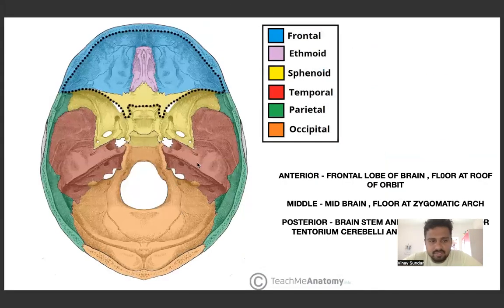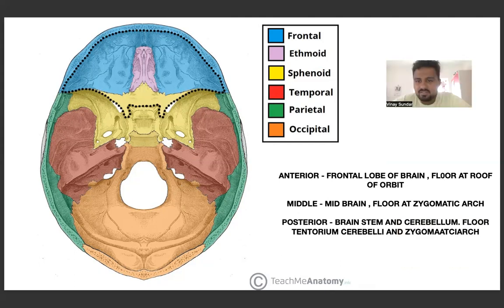Now, this is the skull base, and it can be divided into three. The one in black dots is known as the anterior cranial fossa. The one present here above the foramen magnum, maybe in brown color, is known as the middle cranial fossa, and this is the posterior cranial fossa. What you need to know is the structures which are present there.